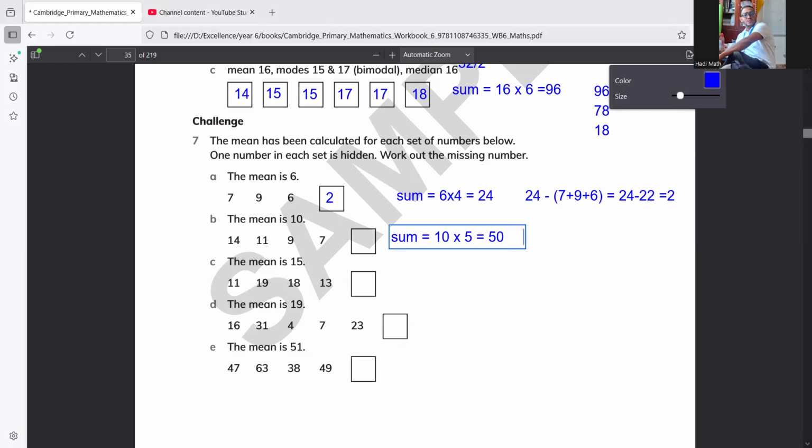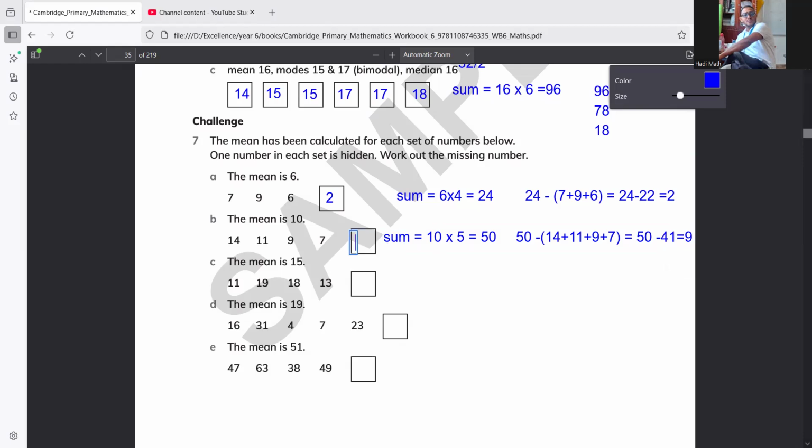Then this missing number is equal to 50 minus the given numbers. The given numbers are what? 14 plus 11 plus 9 plus 7. Add all of them together. That's equal to 50 minus, go and do them. 14 and 11 is 25. 25 and 9 is 34. 34 and 7 is equal to 41. So 50 minus 41 is equal to 9. So this number here is 9.